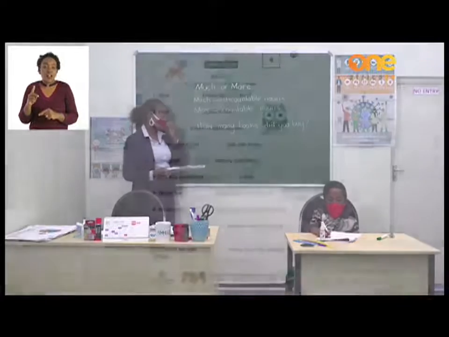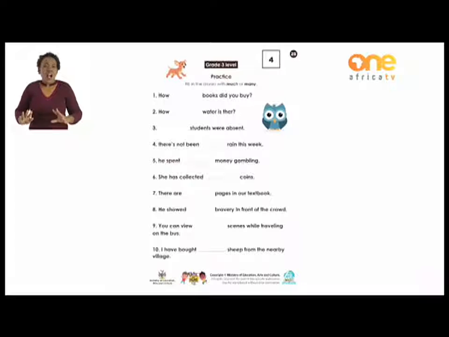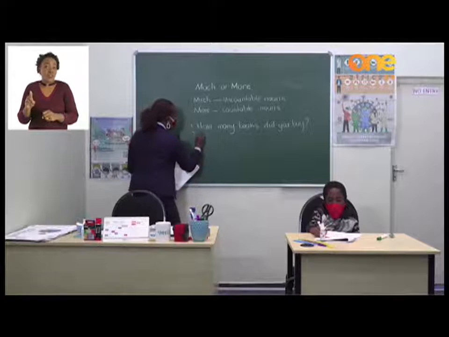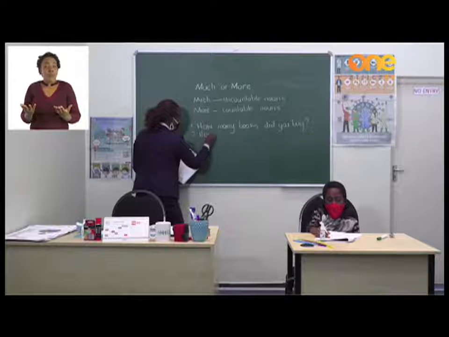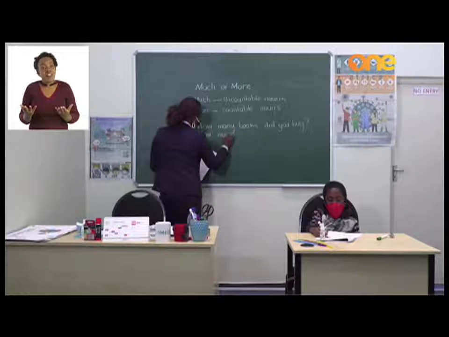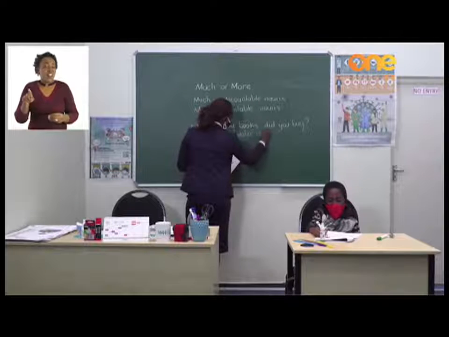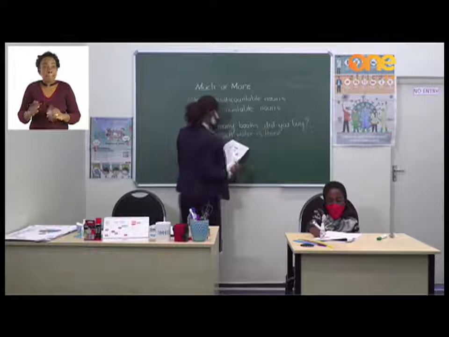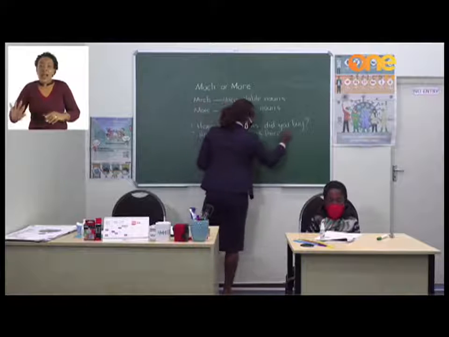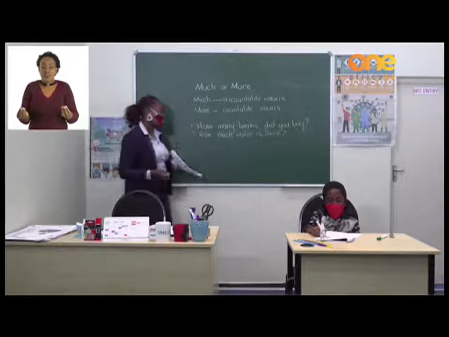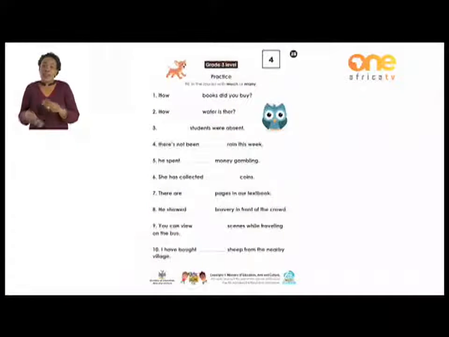Let's do number two together. How dash water is there? Can you count water? No. So you write how much water is there. It's also a question. So we put a question mark at the end of the sentence. Now I want you to do number 3 up to 10 on your own from our booklet. That's all about much or more.